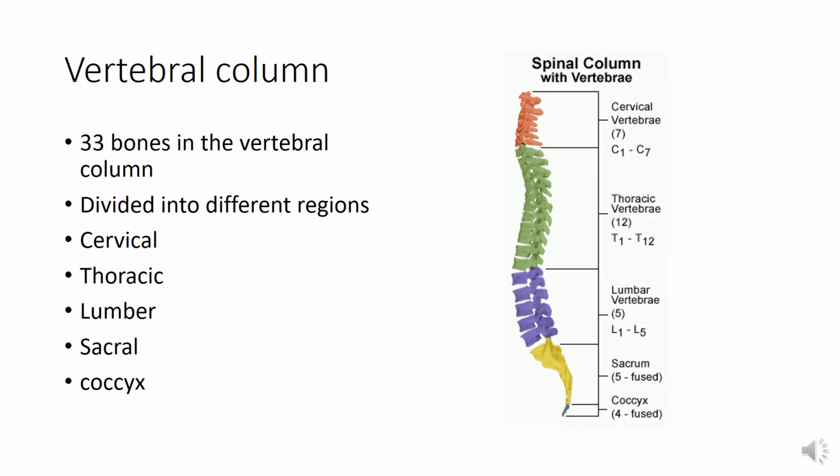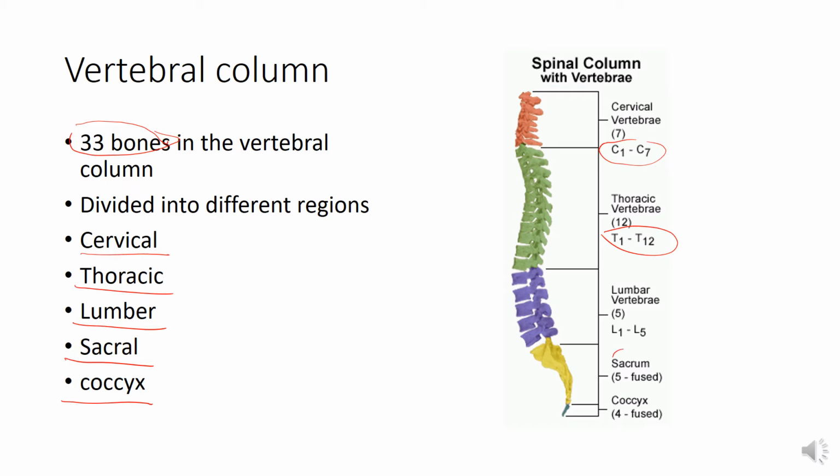Vertebral column. So the vertebral column consists of 33 bones, that is 33 vertebrae, and they are divided into different regions: cervical region, thoracic region, lumbar region, sacral region, and coccygeal region. So in the cervical region, 1 to 7 separate vertebrae are present. In the thoracic region, 1 to 12. In the lumbar region, 1 to 5.